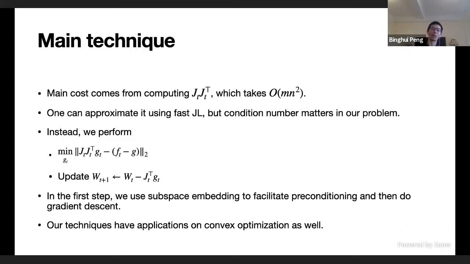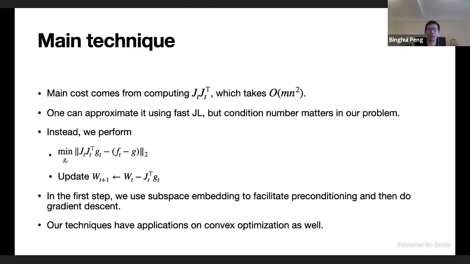So instead, we divide the whole training procedure into two steps. In the first step, we solve just a regression problem. And in the second step, we use the solution of the regression problem and do the gradient updates. So this somehow decouples the question. In the first step, we just use some subspace embedding technique to facilitate preconditioning. And after we do this preconditioning, we can just do gradient descent to solve this regression problem. And we will get very high precision with very little computation cost and few iterations.